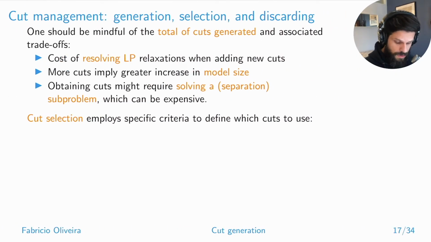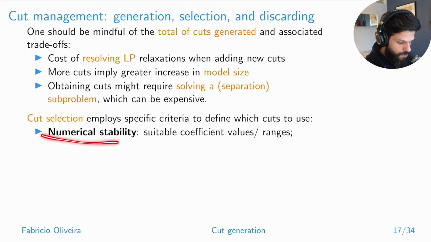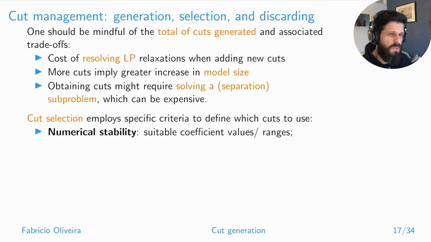And you also have to take into account how you select cuts to consider. If you can generate a collection of them, you have to select which you think would be the best. There are some criteria that can be used for that. One of them, for example, is this notion of numerical stability. You don't want to generate cuts that have too small or too large coefficients, because they might introduce numerical instability in your problem. So if your coefficients are very small or very large, you tend to discard the cuts because they might cause trouble in terms of numerics.